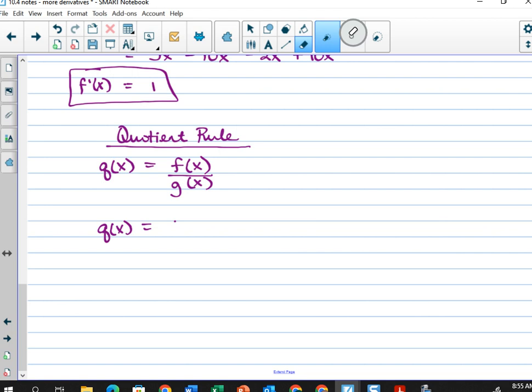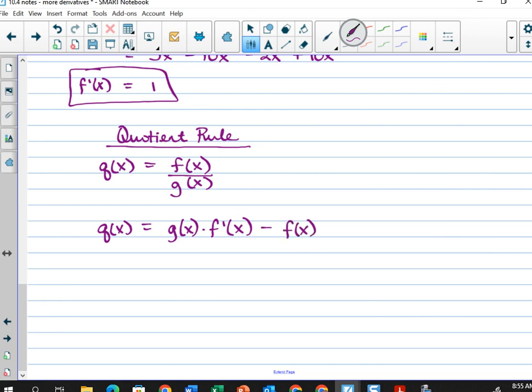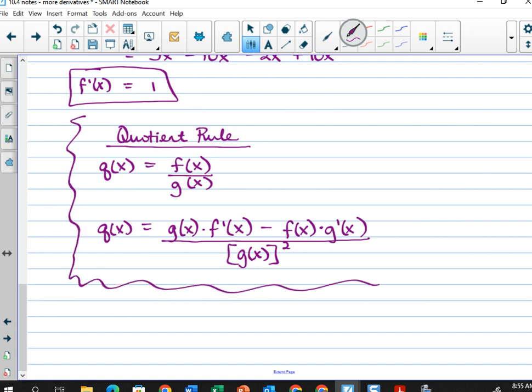All right, when you do your quotient rule, it's going to be g of x times f prime of x. But instead of adding, what do you think it's going to be? Minus. Now, the weird part, it's over g of x, that whole thing squared. Oh, come on, man. Why? It's how it ends up working out with your denominator when you have a fraction.